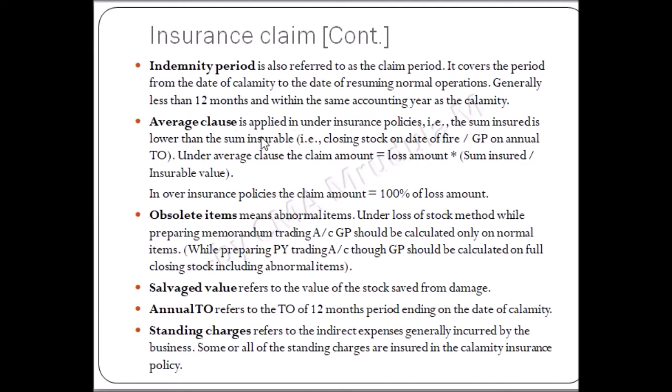Okay, so when the sum that is insured in the policy amount is less than the sum insurable, then average clause is applied. Now, according to average clause, the claim amount is always the loss amount that is calculated in the respective method into the sum insured in the policy amount divided by the insurable value, that is the entire amount of risk involved. If the insurable value or the sum insurable is less than the sum that is insured in the policy, then the claim amount is 100% of the loss amount as calculated in the method.